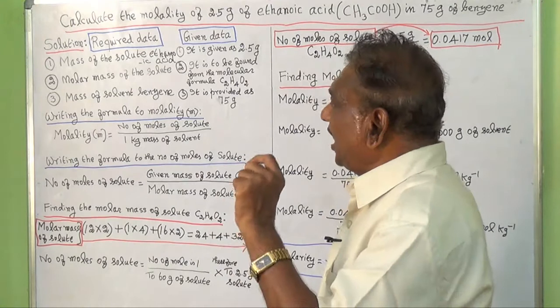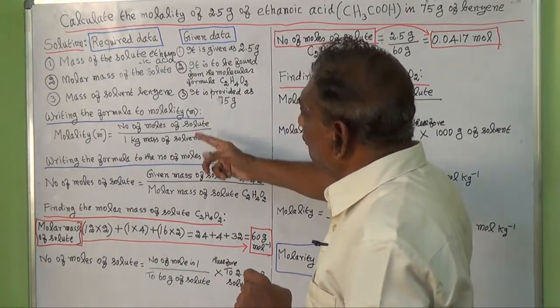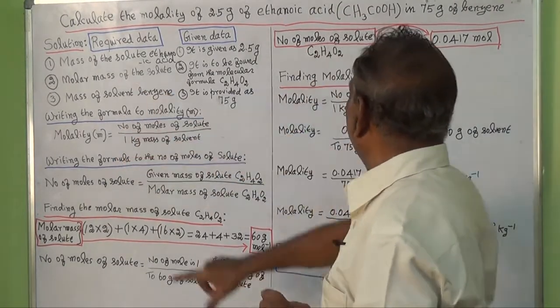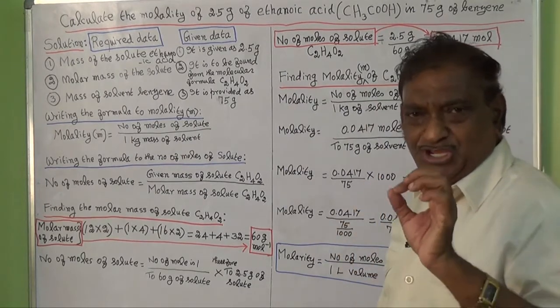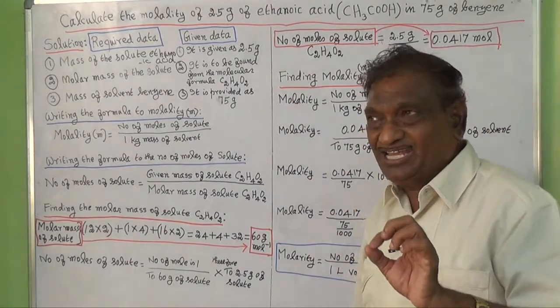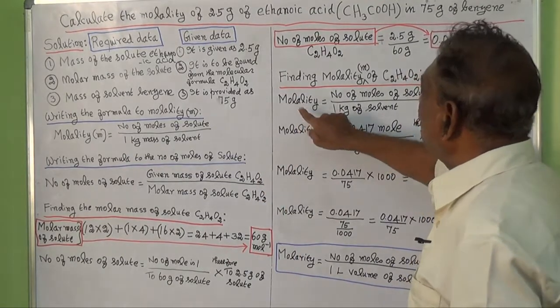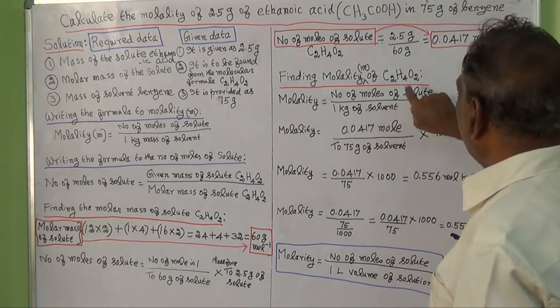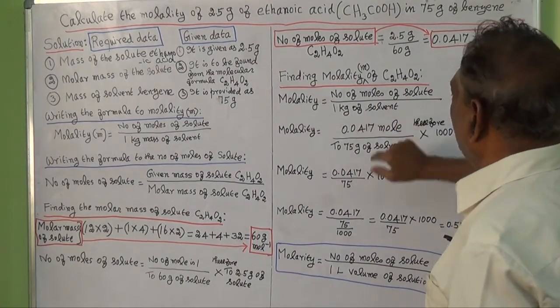Since we are having the number of moles of the solute, now we can find the molality, that is small m. Finding molality of C2H4O2, that is ethanoic acid. Again writing the formula for molality: number of moles of solute by 1 kilogram of solvent.